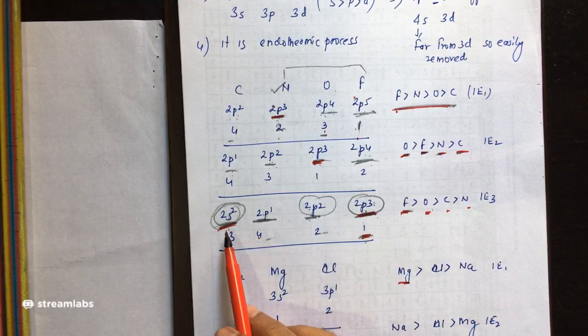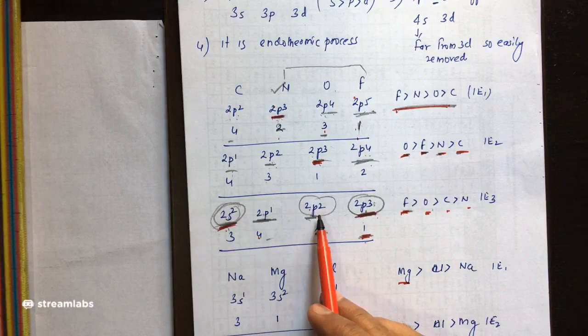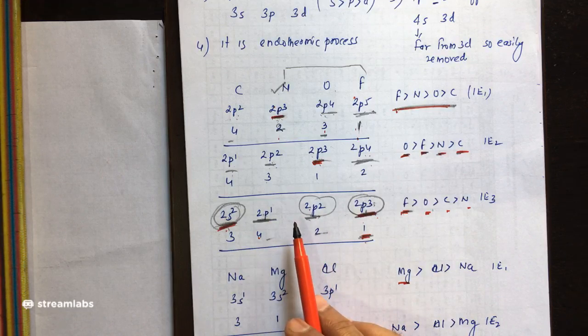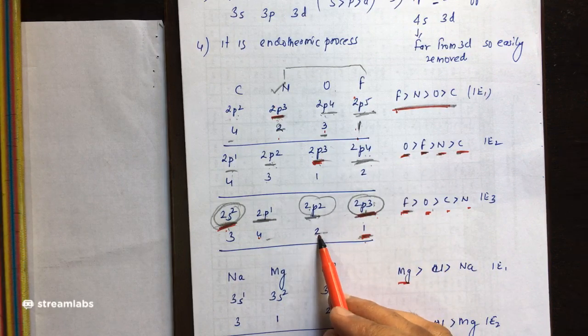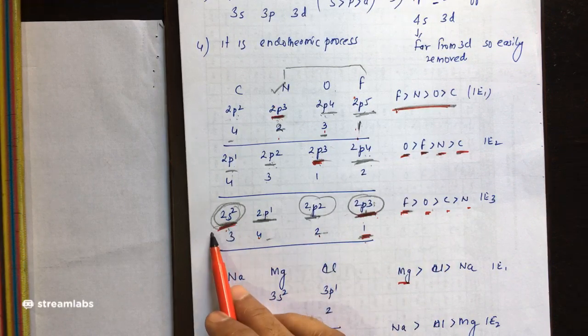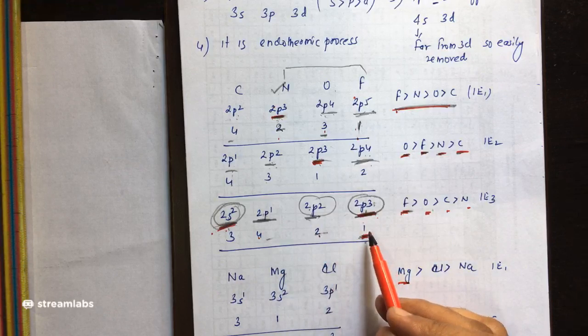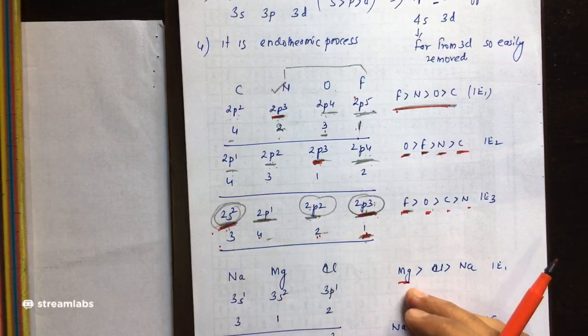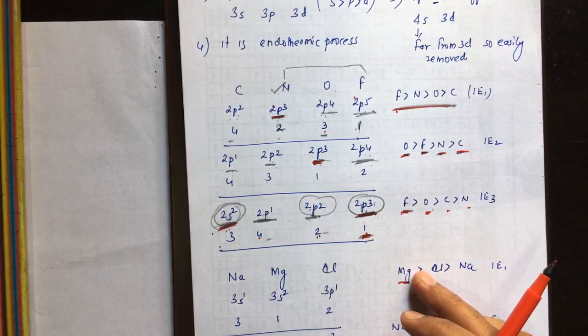Second, if you compare 2s2 and 2p2, they are not next to each other, they are next to next, so the size factor will dominate. So again oxygen will come, and these are present next to each other, so stability will dominate. So first will be fluorine, then oxygen, then carbon, and then nitrogen. This is how you can compare.